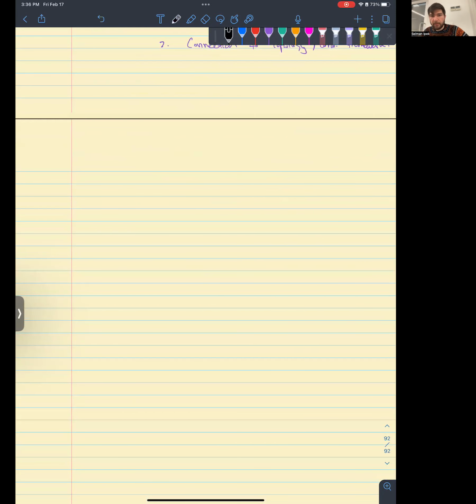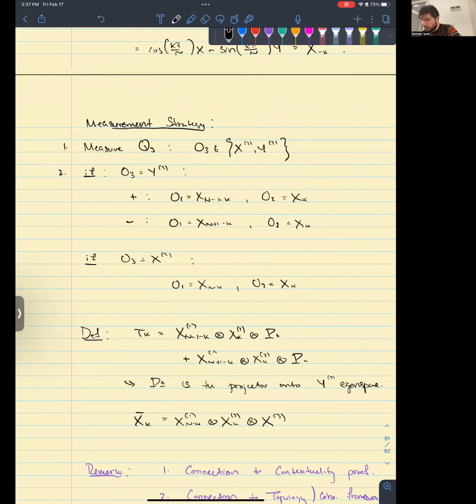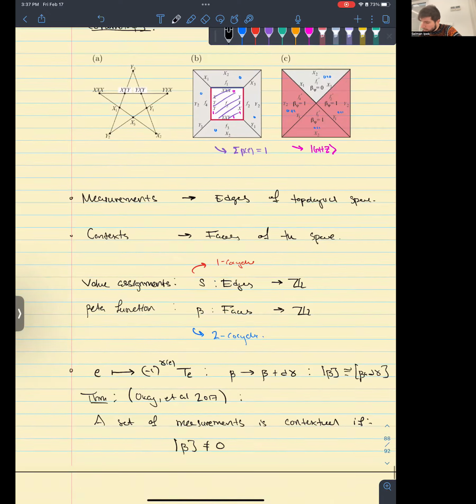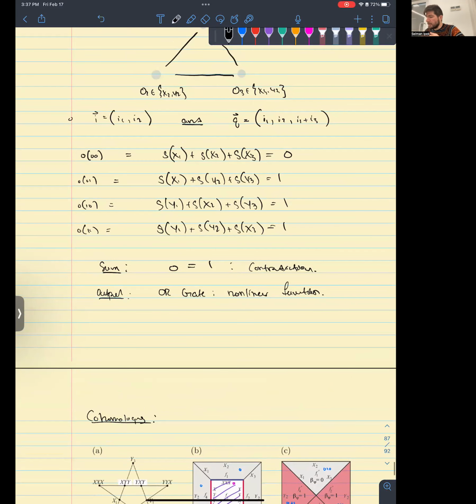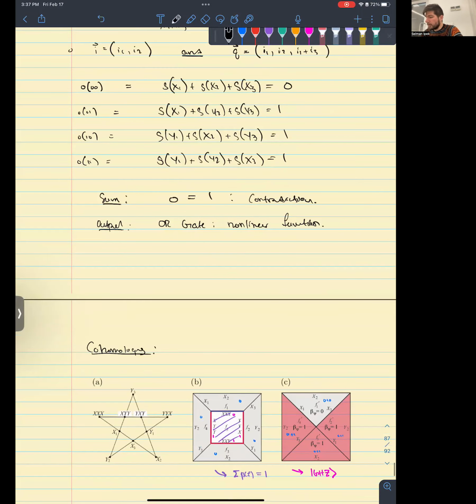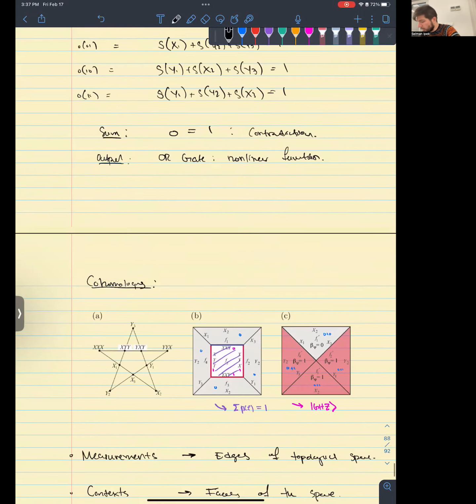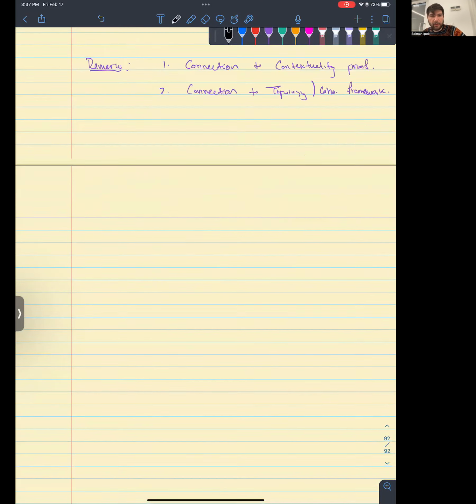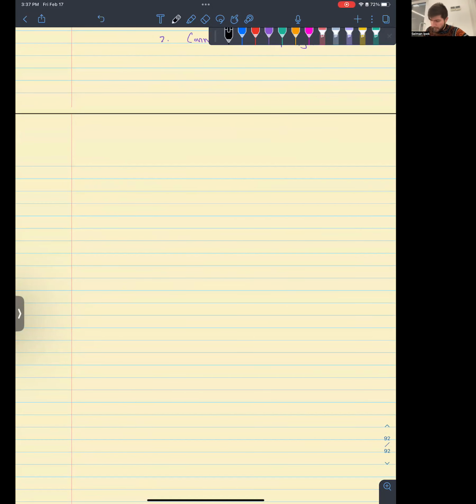To do this, we need to establish some relationships like we had with the Mermin star example. Perhaps you have something plus something plus something equals something, and then a set of equations, and if it's contextual, a value assignment will run into some sort of contradiction, a la the Mermin star. So let's see how that comes about. First, we need a couple more identities. I don't want to get bogged down too much in this, but at least to get the idea of where some of the results are coming from.